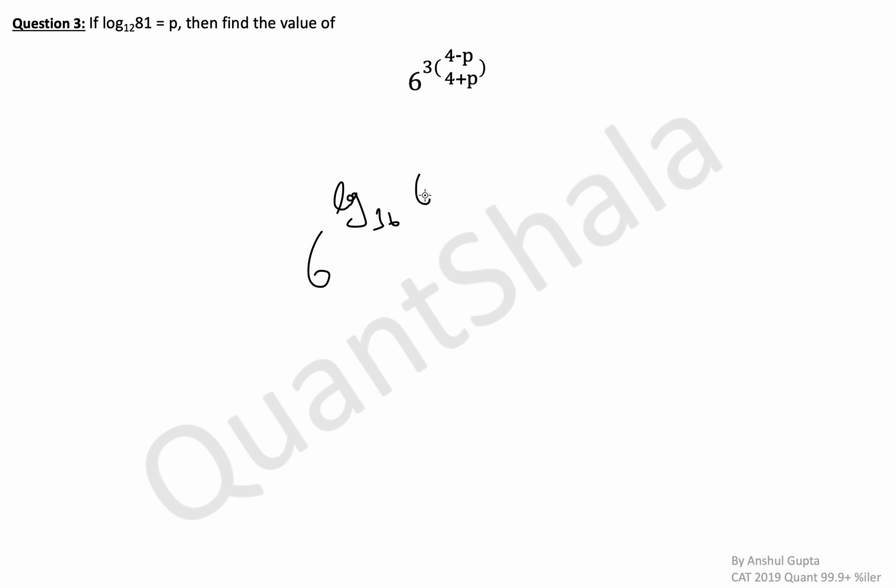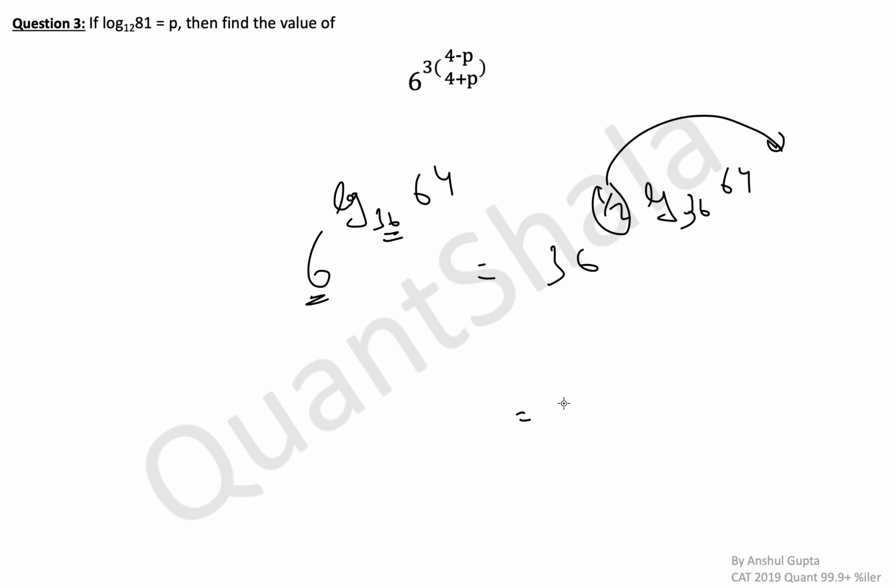log 36 64. What we know is that 6 and 36 are related. 36 is 6 square. Now there are multiple ways to solve it. Simply I'll use a very simple property. You can call it 36 raised to power half of log 36 64. Then take this half to the power of 64. You get 36 raised to power log 36 8. Another property of log: when these 36's are same, the answer is 8. I'm not proving all of these properties here, but make sure you know the proofs of all these properties also. So the answer for this one is 8.